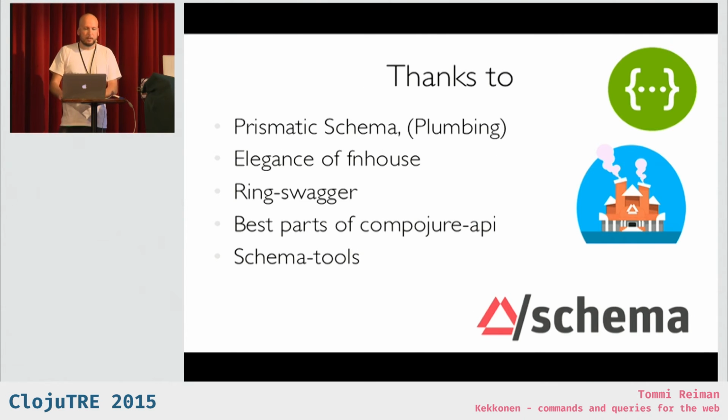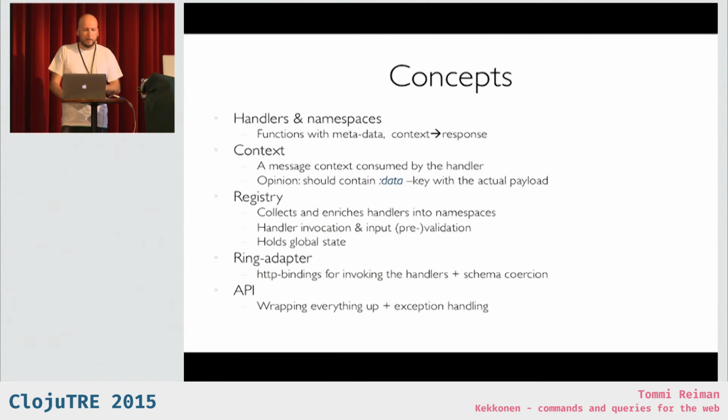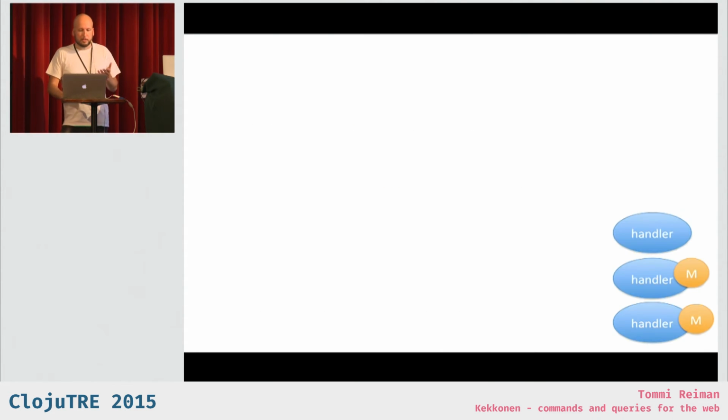So the pieces: the ecosystem in Clojure is excellent. We have a huge amount of good libraries. These are the building blocks: schema, plumbing, Fnhouse, ring-swagger, from compojure-api the best parts, only the best parts. And schema-tools, we have lots of stuff for that, so it's our library also. So those are the basic things. And what do we have? We have handlers, context, registry, ring adapter, and API. But let's see how it happens.